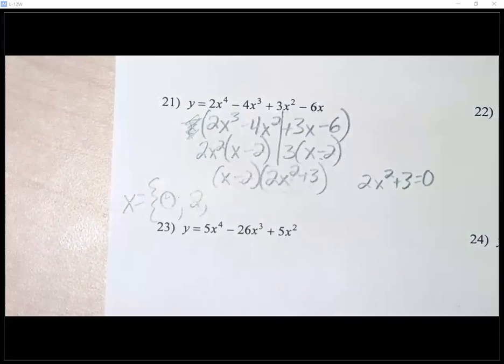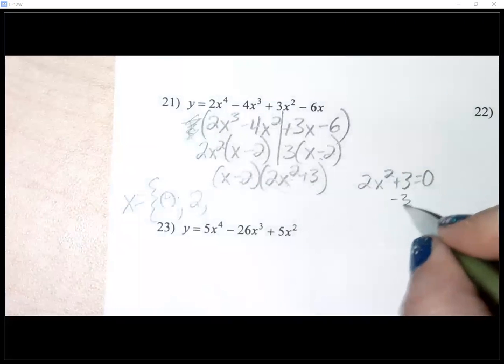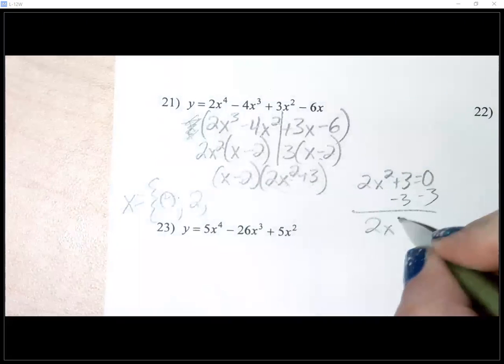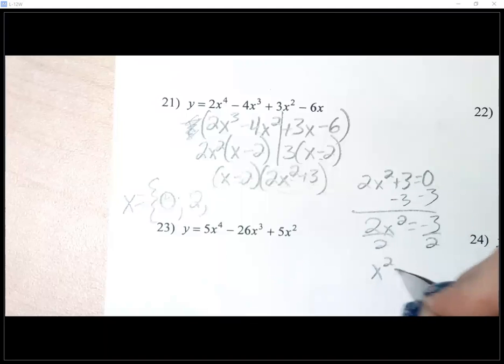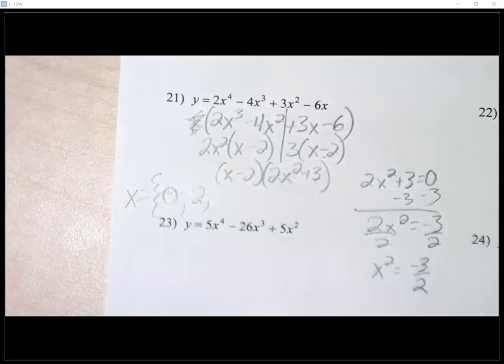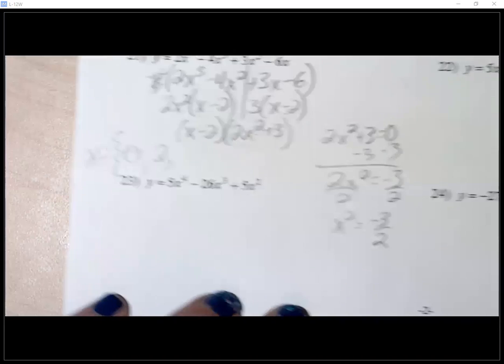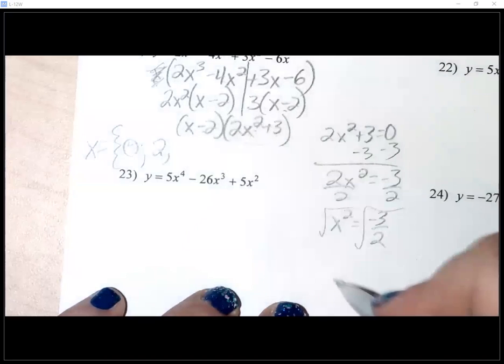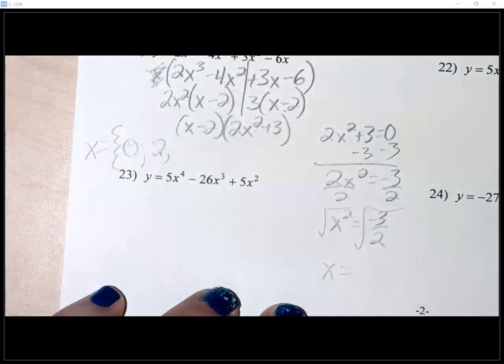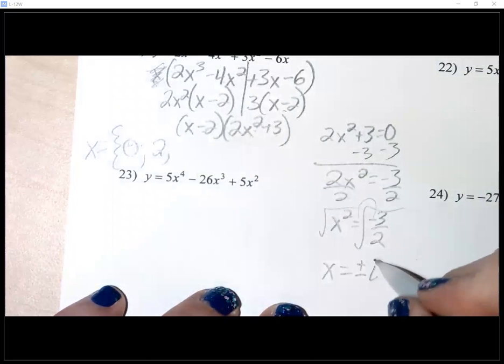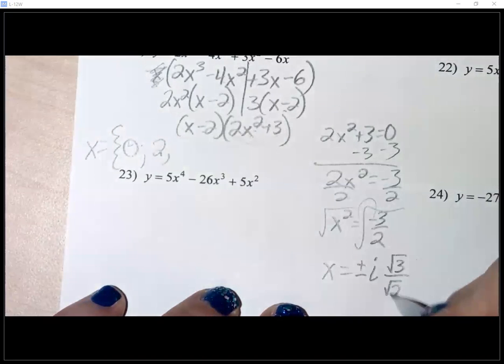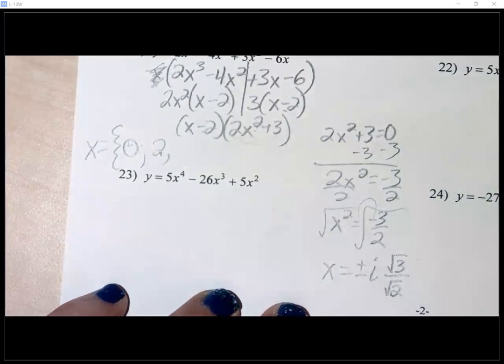So let's minus the 3. 2x squared equals negative 3, divide by 2, divide by 2. x squared equals negative 3 halves. But now I have to take the square root of both sides. When I take a square root, I need to remember plus minus. I also have a negative, so we're going to pull that out to make it an i. And now I have square root of 3 over square root of 2, which remember you can't actually leave it like that because you can't square root the denominator, so annoying. So remember how we fix it?